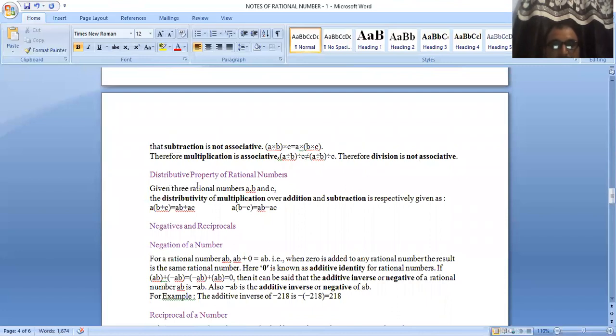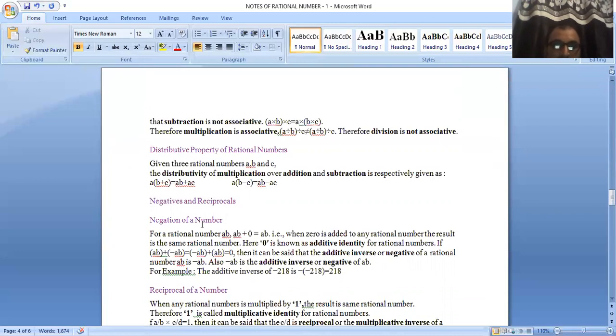Now the distributive property of rational numbers. Given three rational numbers a, b and c, the distributivity of multiplication over addition and subtraction is, respectively, a into (b plus c) is equal to ab plus ac. Over subtraction, a into (b minus c), we can write ab minus ac.